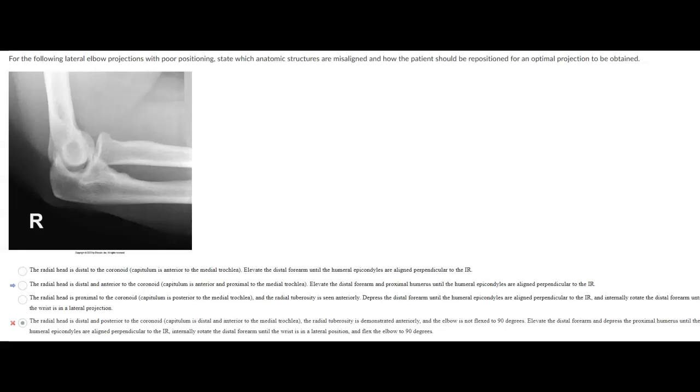Again, when evaluating this image, you should determine that the radial head and the coronoid are not in the correct positioning of each other. The radial head is, again, distal to that coronoid here, okay, very slightly, but it is distal. And it is anterior, okay, to the coronoid. So therefore, we have some elevation problems. We need to elevate that distal forearm and proximal humerus until those humeral epicondyles are aligned perpendicular with the IR.